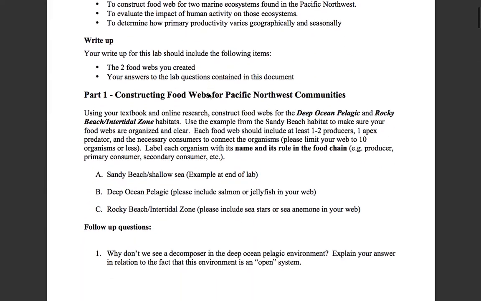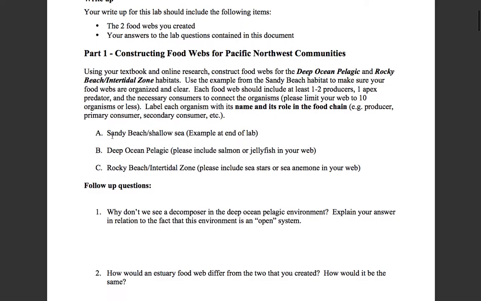All right, let's go and see what we're actually going to be doing. We just looked at the sandy beach, shallow sea environment. You are going to be looking at the deep ocean pelagic environment, so you'll want to review this term, and rocky beach intertidal zone. You want to review that term too. Each of these two food webs require you to include a couple particular organisms. And these are a great place to get started.